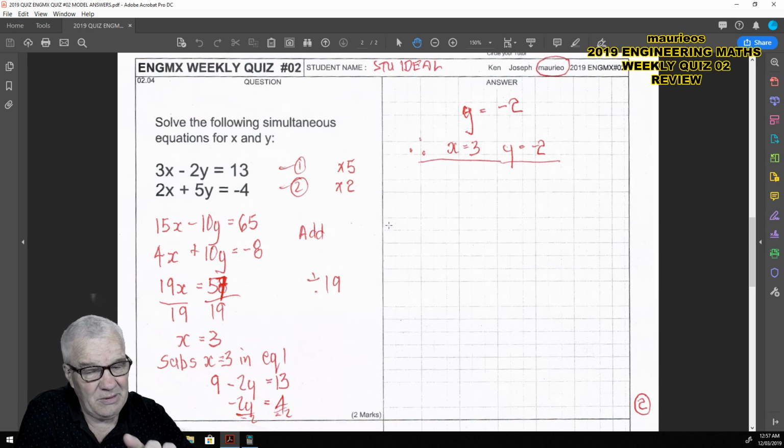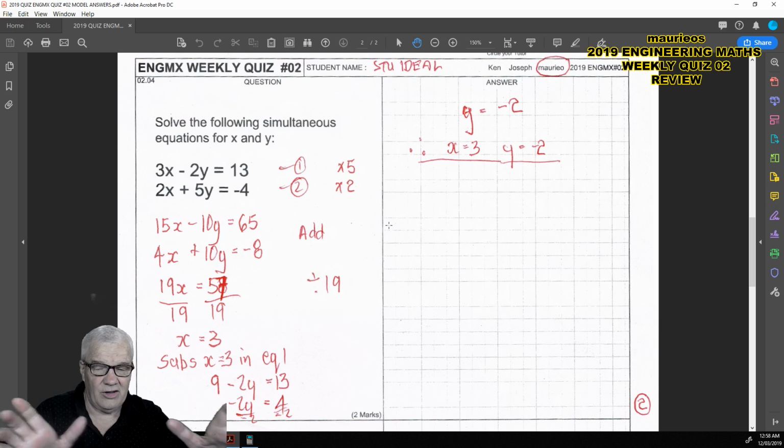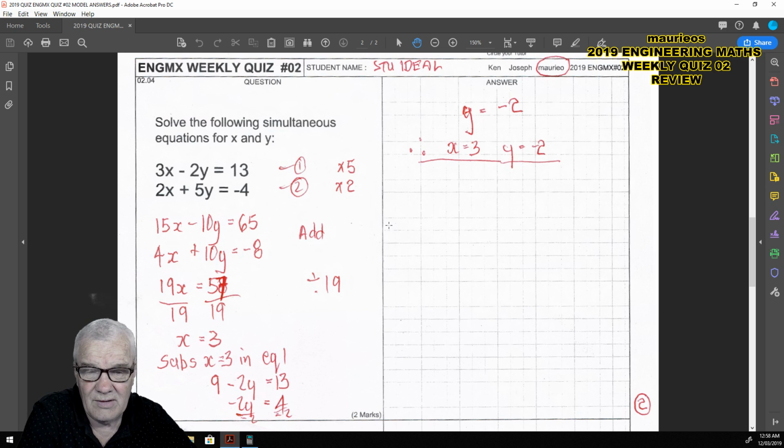Now remember, it doesn't matter. As long as you do the same thing to both sides of the equation, it'll still be equal. So you can multiply any equation by any number you like. As long as you do it to all parts of the equation it will still be true. And so I'm going to multiply equation 1 by 5, right, and equation 2 by 2.